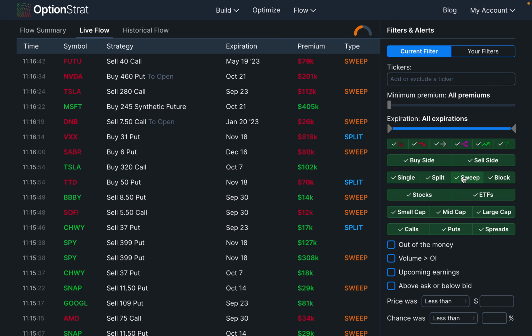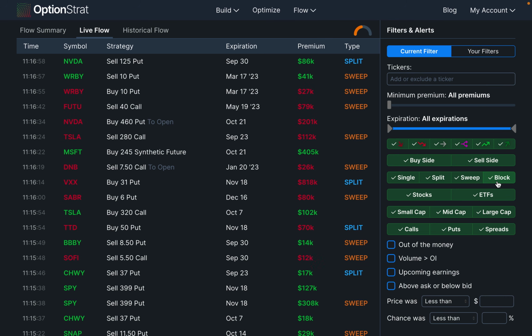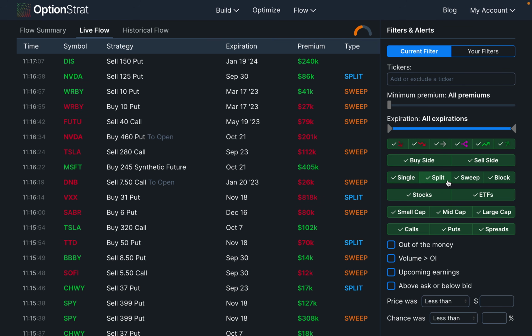And then finally, we have block. Block is a privately negotiated order that is basically traded off the exchanges. Okay, so that's how you identify and interpret these different types here.